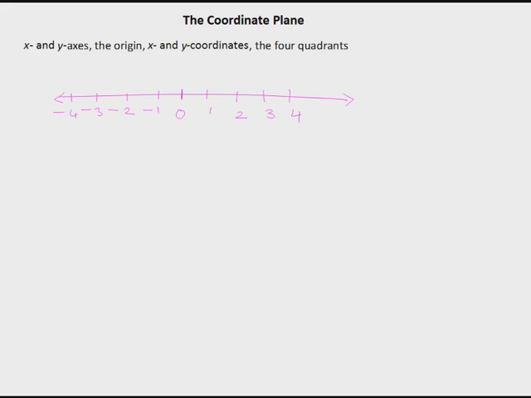But if I want to understand the plane, that is a two-dimensional system, then I need two number lines. So I have a number line working in the horizontal direction and one in the vertical direction. And they intersect at a point which I call the origin. I denote it by 0, 0. Let's put our tick marks.